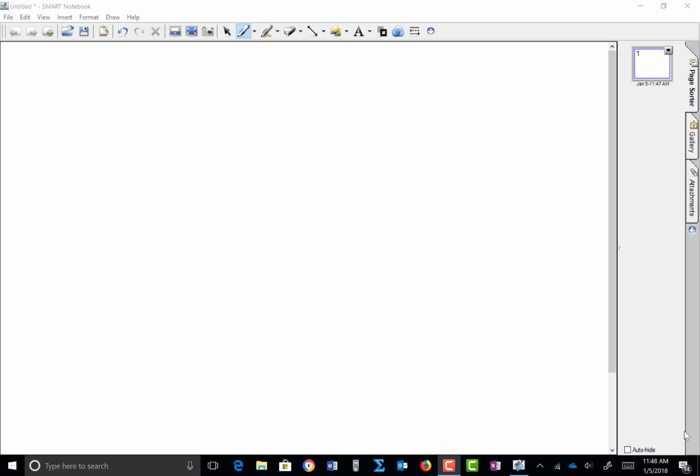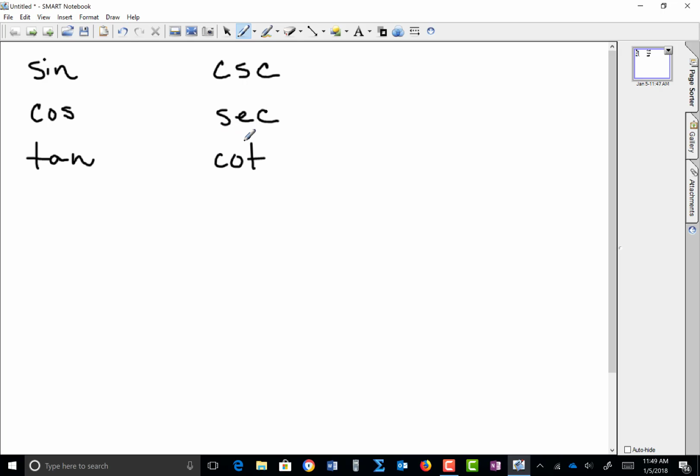We have 6 trig functions, and we've talked about 2 of them. We've talked about sine, abbreviated SIN. We've talked about cosine, abbreviated COS. We also have tangent, abbreviated TAN. We have the reciprocals of each of those, which means that we have cosecant, abbreviated CSC, secant, abbreviated SEC, and cotangent, abbreviated COT.